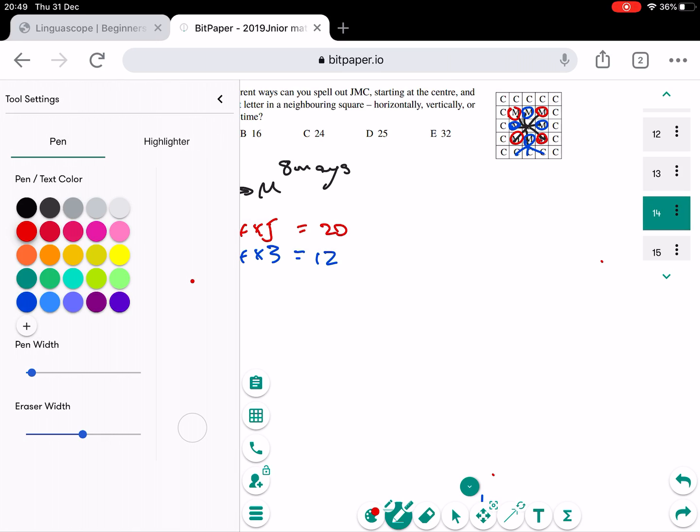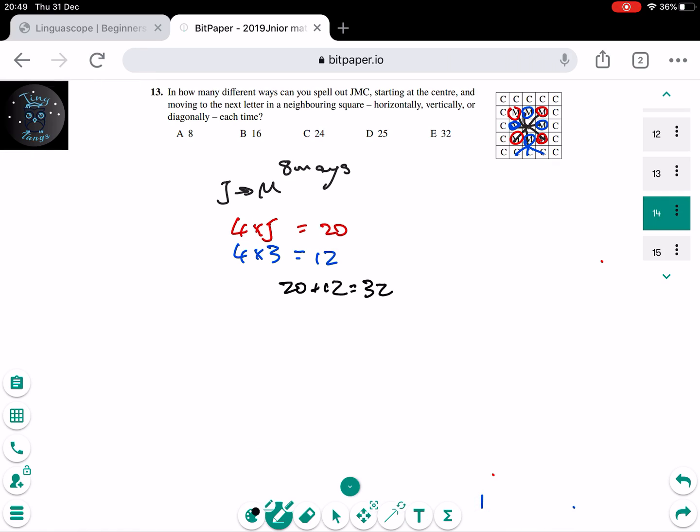So when we add the two together, 20 plus 12 equals 32. So the answer is E.